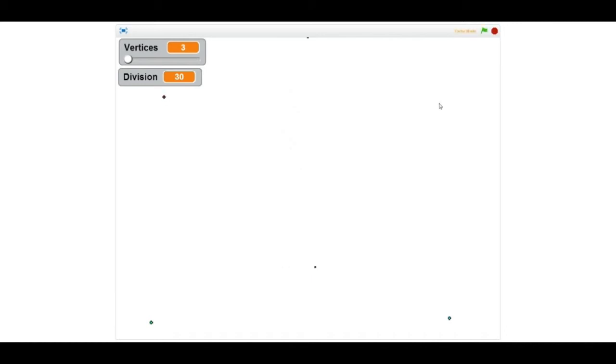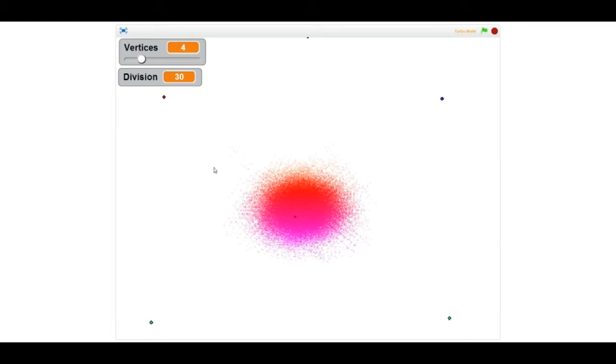Get another decently good rectangle. Need to change my vertices. And 30 division seems to be a pretty good representation of what I'm trying to show here. So once again, I'm going to put it back on this point because I'm too lazy to change that. And it goes back to the center pretty quickly. And pretty much the same thing happens. It's just spread out over 4 points.